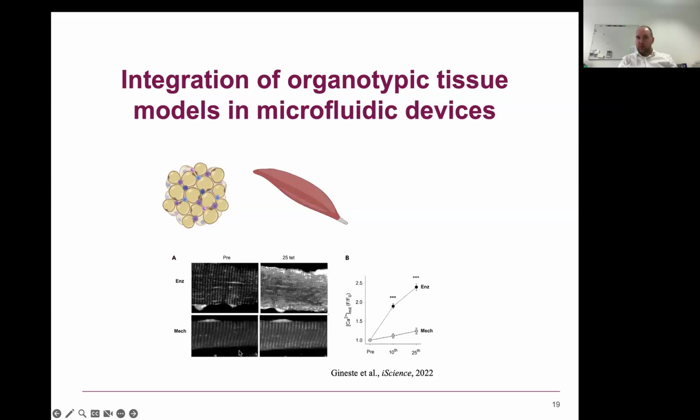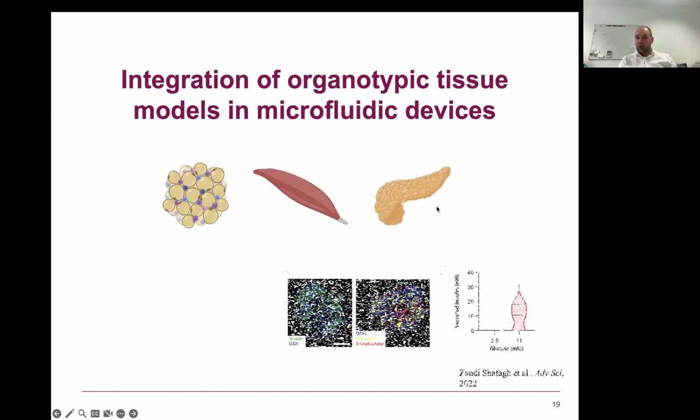We have skeletal muscles which retain their striation. We can measure calcium release. We can measure force generation. We can still stimulate them electrophysiologically. And also pancreatic islets, again, fully intact human islets. They retain the functional composition, beta cells, alpha cells, delta cells. We now also know epsilon cells are still present.